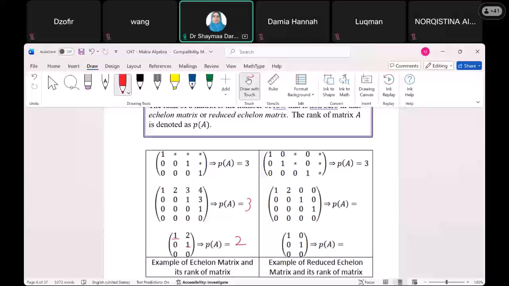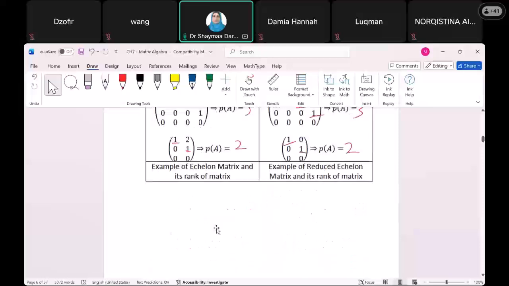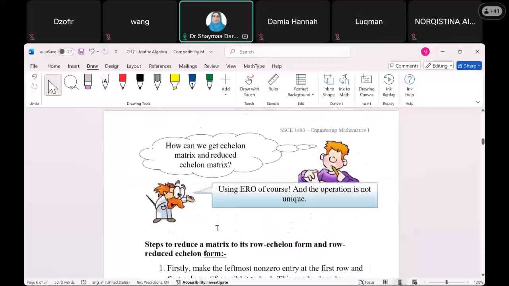Okay, for this one, same. This is a leading one, this is a leading one, this is a leading one: 3. Here is 2. Here is 2. So the number of leading ones is the rank of the matrix. This is why, if your matrix is not in row echelon form, we need to convert it first to row echelon form, then we can find the rank of the matrix.